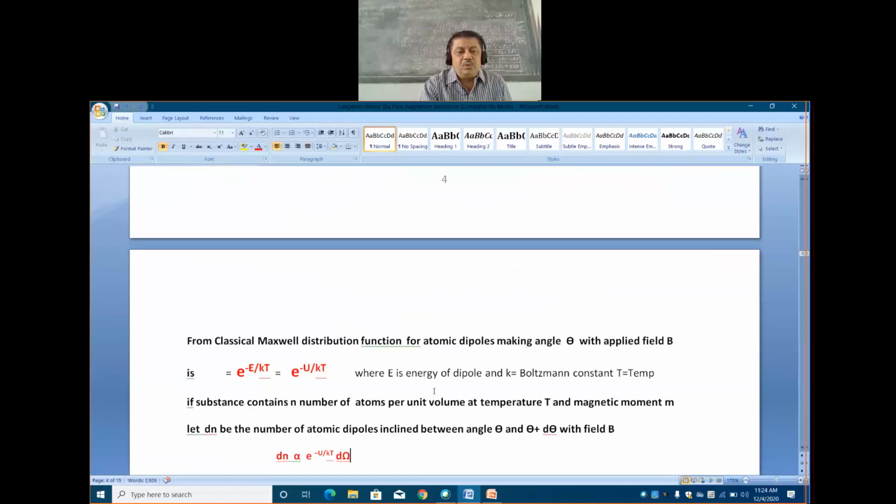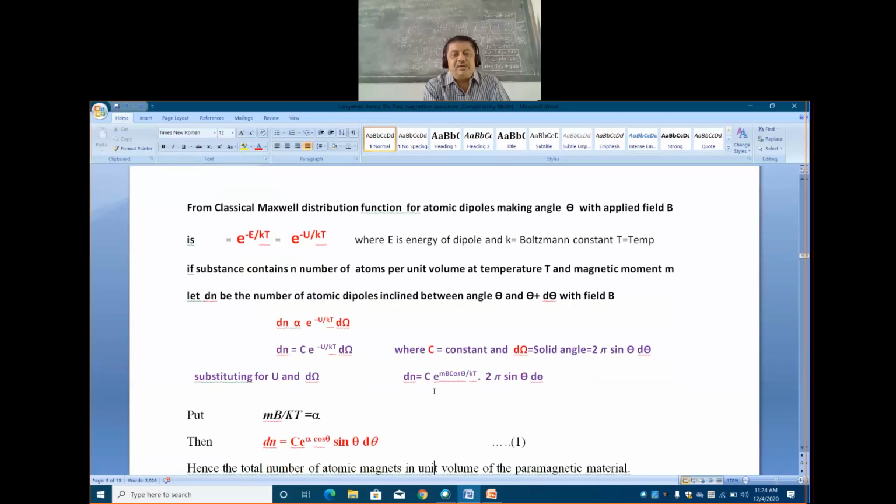Now we are simplifying this equation further. We put mb by kT as alpha. Therefore the dn expression becomes c e raised to alpha cos theta sin theta d theta, with 2 pi also taken into the constant. So it is dn equals c e to the power alpha cos theta into sin theta d theta. So this is the important expression.